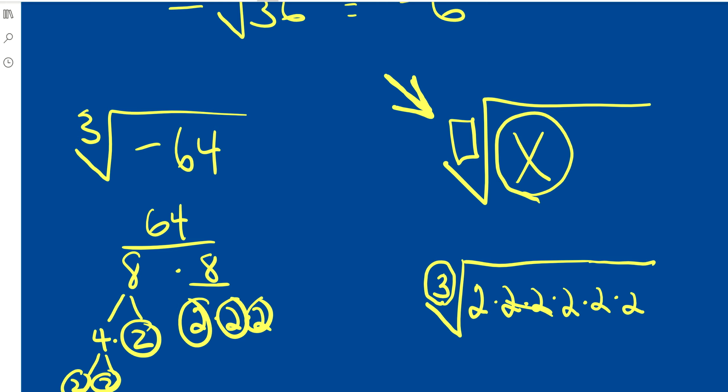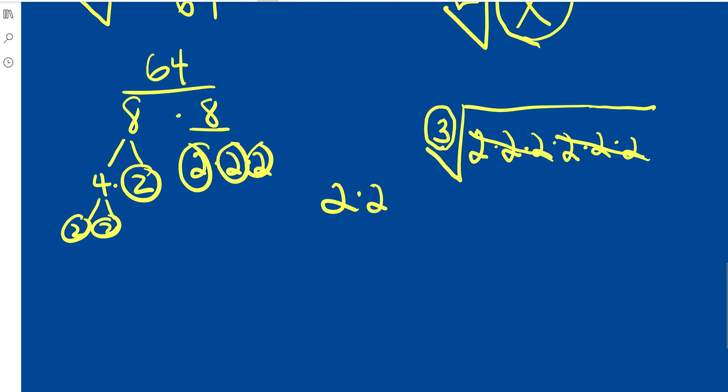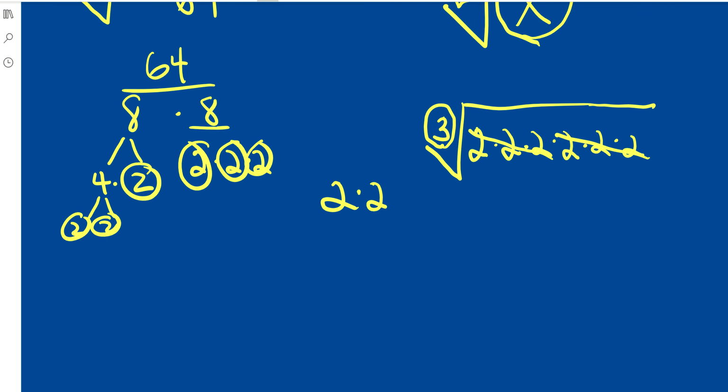So here's 2 times 2 times 2. There's 3 2's there. I'm going to take 1 of those 2's out of the radicand, out of the radical sign. And here's another set of 2's. So I got everything taken out from underneath the radical sign. And for every 3 2's, I'm going to take 1 out. Here's another one. So, evaluating this, I've got 2 times 2 is 4, and there's nothing left under the radical sign. So the cube root of 64 is 4.